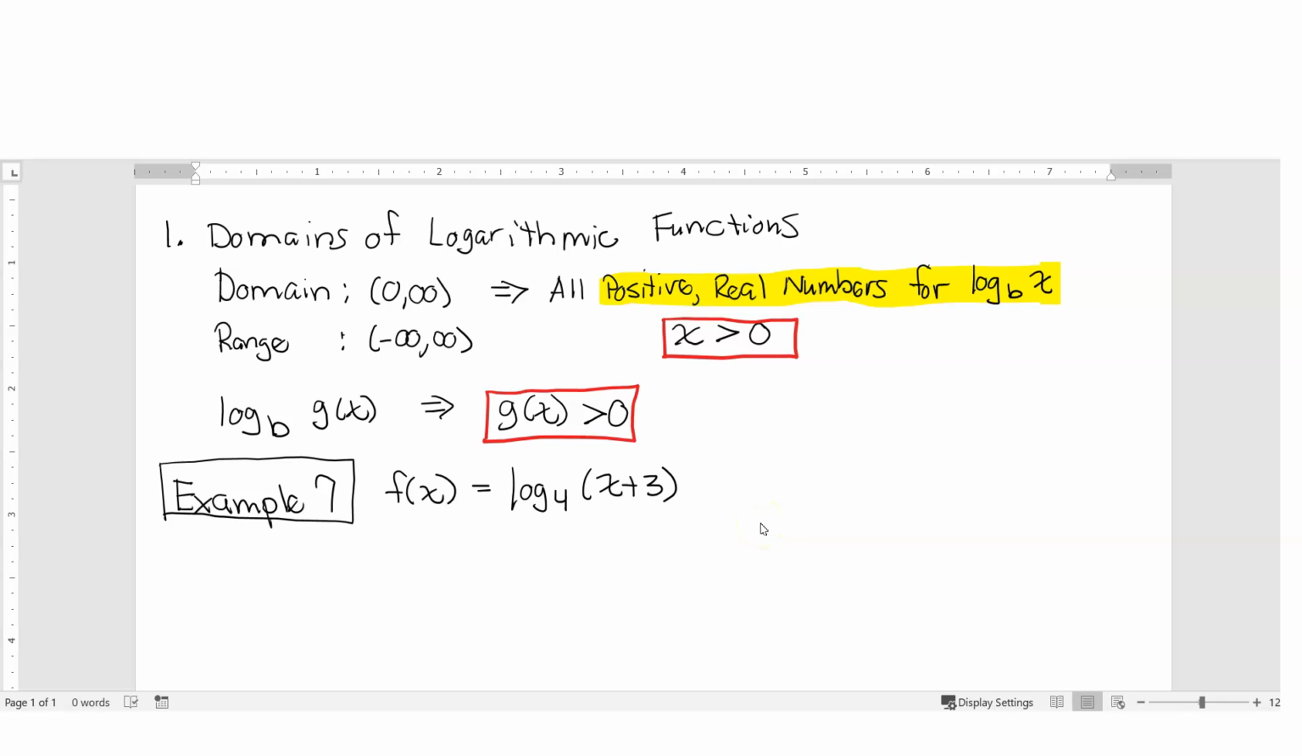Let's look at example 7 on page 484 of your textbook. So now we have f of x equals log to the base 4 of x plus 3. So notice, this isn't just plain x, it is some expression g of x. So here, g of x is equal to x plus 3, and now this must be set greater than 0, as we saw with our definition here. So to solve now for x, I will subtract 3 from each side. Here, x must be greater than minus 3, and in our domain notation, that would of course be minus 3 to infinity.